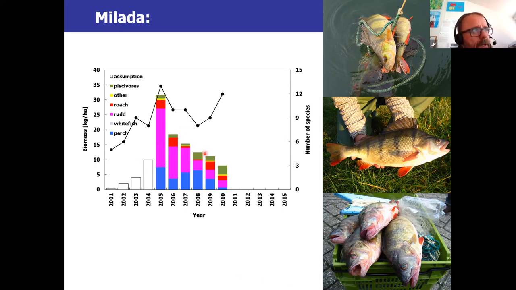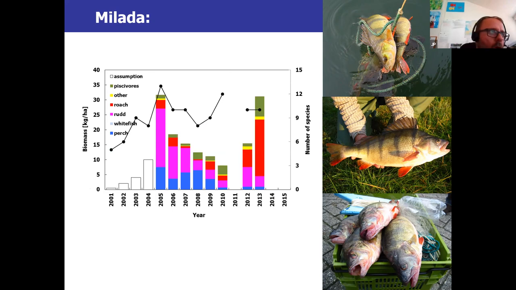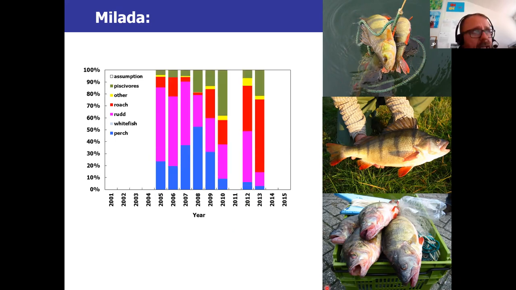So during the years, the fish biomass decreased, and what was positive was that the species composition changed and the share of piscivores was very high. During the years, the share of perch slightly decreased, or more significantly dropped. And this was due to aging of the population: after about 7-8 years, there is usually a huge decline because the individuals are too old and they die. So what happened after this decline of the perch population was that the total biomass increased again and the share of unwanted cyprinid species increased.